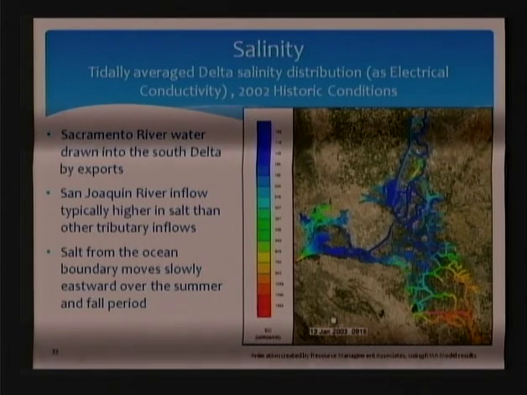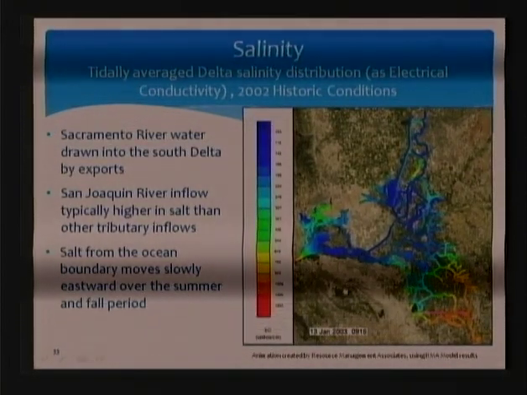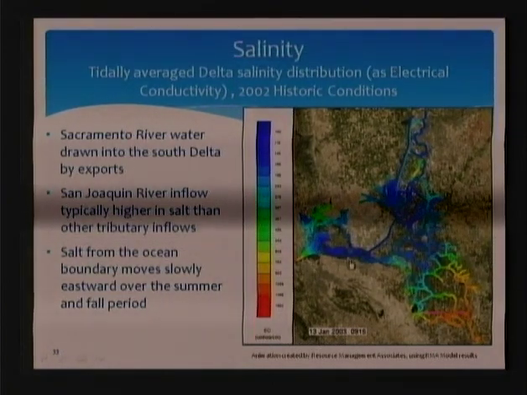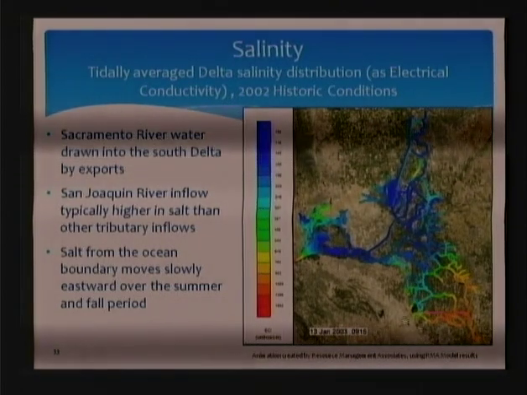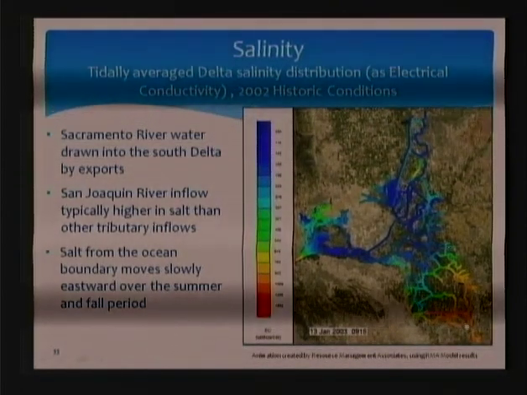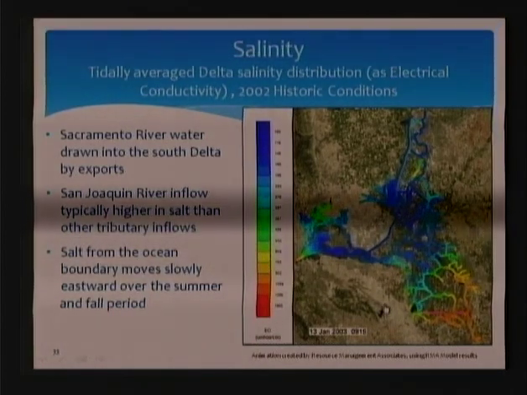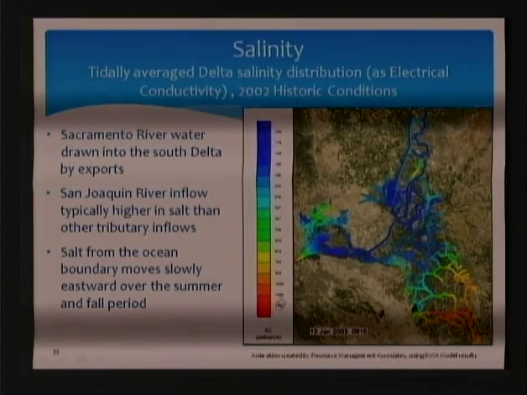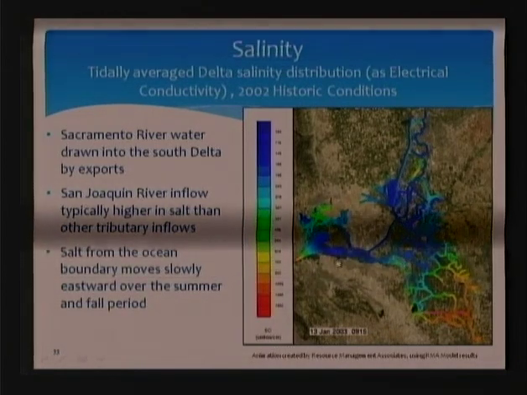So salinity. Here I have an animation of tidally averaged salinity over a year, and this goes really fast, so I'll stop it a few times. This is January 2003. Blue is on the order of 100 EC, kind of Sacramento River water quality. This brownish yellowish color is on the order of 800 EC, which is kind of a typical San Joaquin water quality. And then the red will be around 1,500 or so EC, which is not very high for ocean water, but you'll see the ocean water kind of come in.